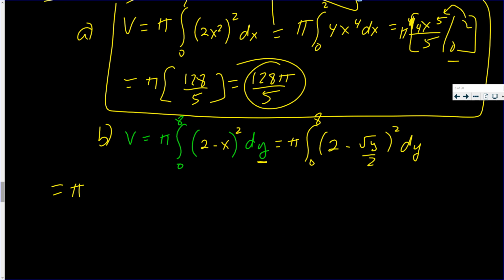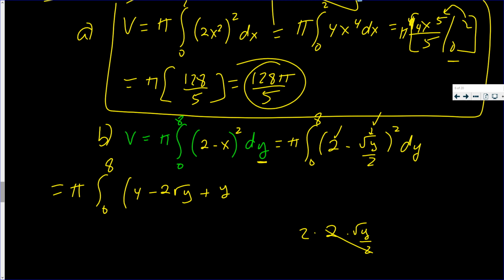Let's square this. You get 2 squared, which is 4, minus 2 times the square root of y over 2 times 2. Well, that canceled out, so you get 2 radical y, plus you get that all squared, so it's y over 4. And in anticipation of taking the integral, I'm going to change this square root of y over here to y to the half.